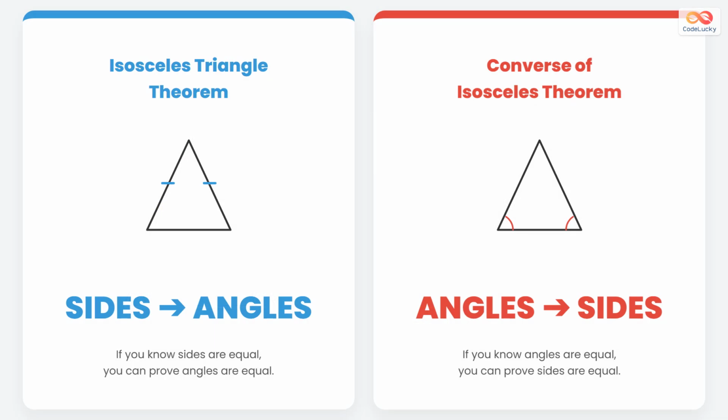It is helpful to compare the two theorems. The original isosceles theorem uses sides to find angles. The converse theorem uses angles to find sides. They are two sides of the same coin, helping you solve different types of problems.